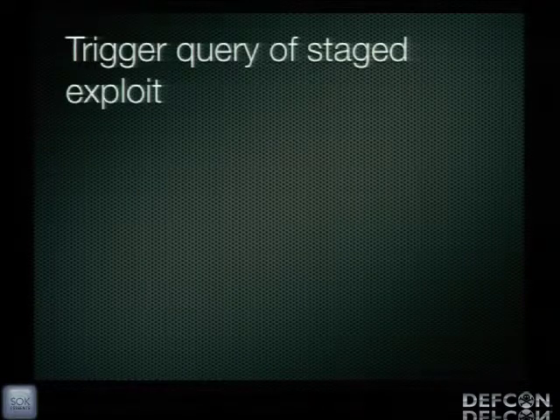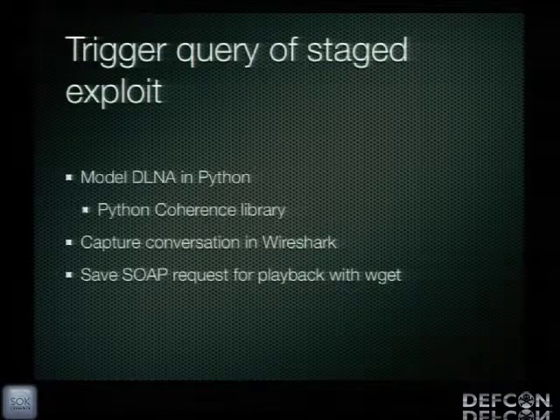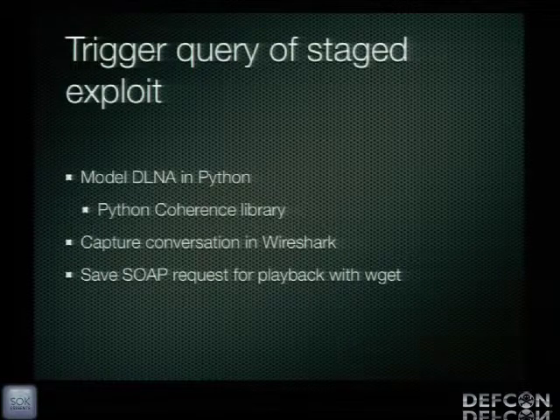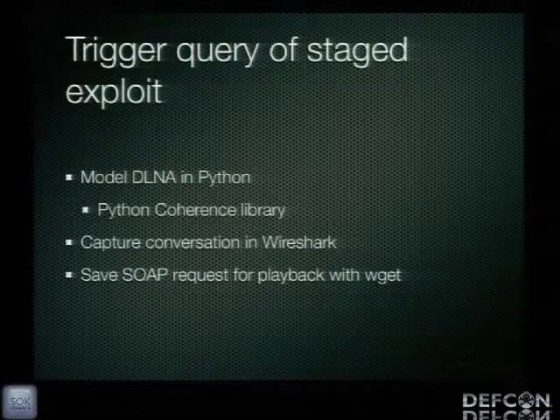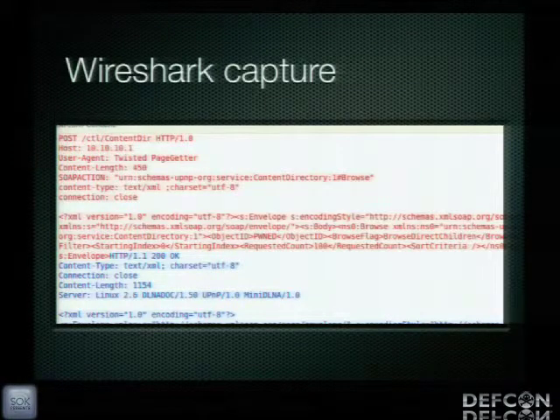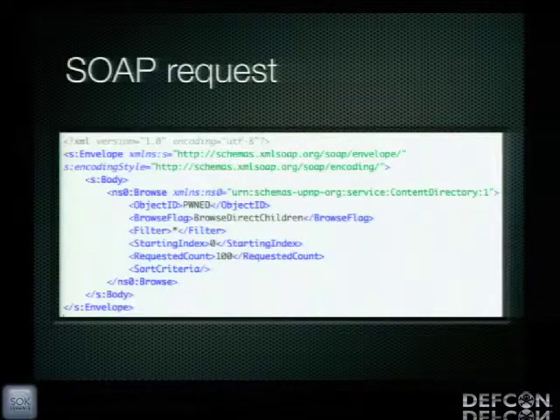In order to trigger the query of this exploit, initially I was modeling a DLNA client in Python using the coherence library. And that was a little bit flaky because the way UPnP and SSDP works, it would take a while to trigger the exploit. Sometimes it would happen immediately, sometimes it would take a little while, and it was unpredictable. What I ended up doing is just capturing the conversation in Wireshark and popping out the necessary SOAP request that actually triggers the application, and then play that SOAP request back using wget and just ditching the DLNA library.